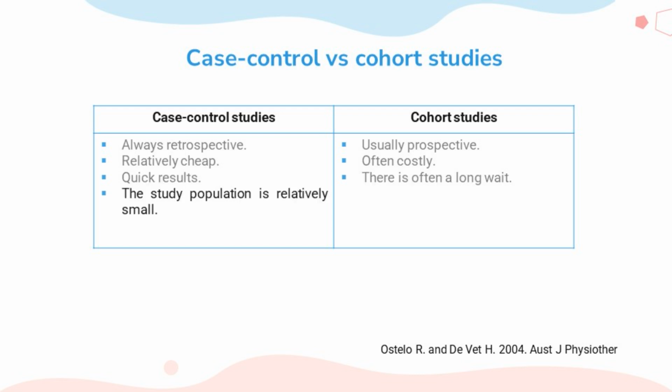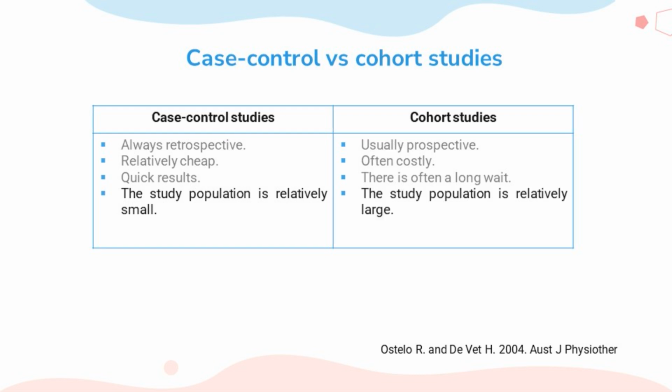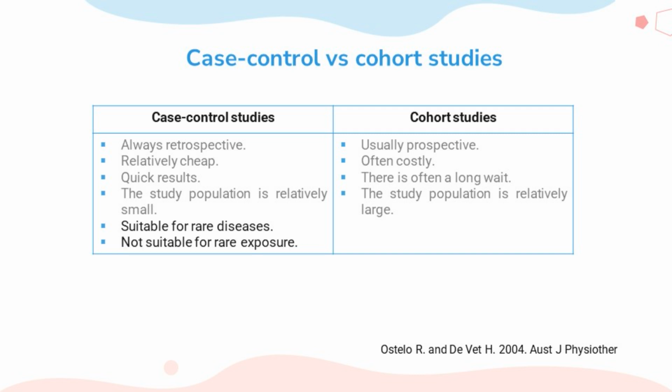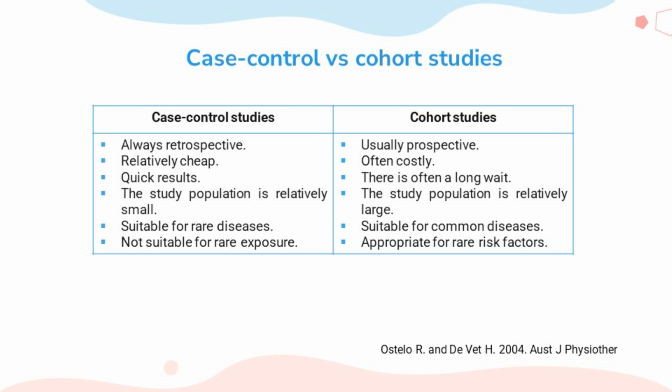In case control studies, the study population is relatively small. In cohorts, however, it can be several hundreds or thousands of people. Case control studies are appropriate for rare diseases and inappropriate for rare exposures. Cohort studies, on the contrary, are appropriate for common diseases, for example, type 2 diabetes, cardiovascular disease, coronavirus, and are appropriate for rare risk factors.